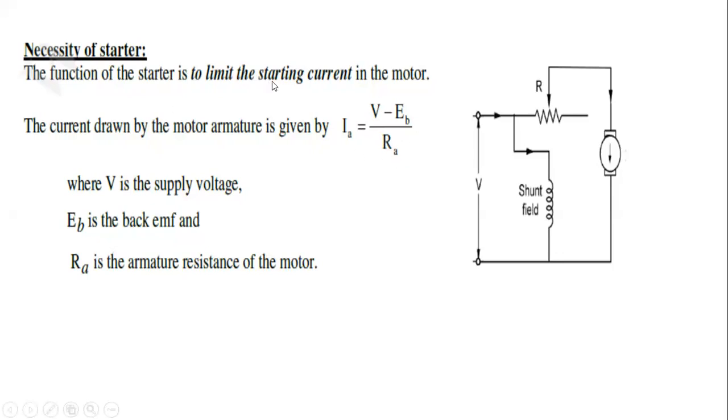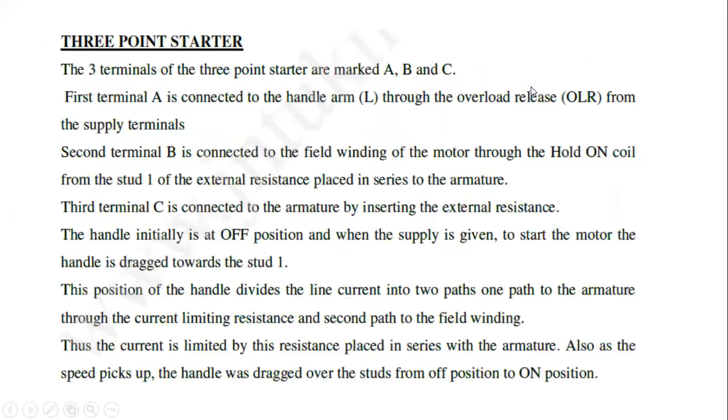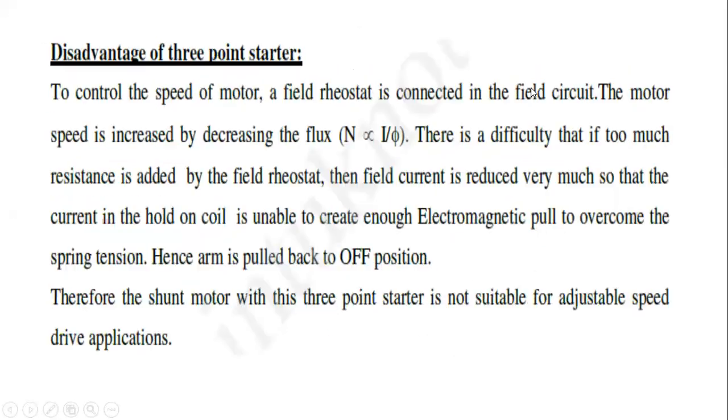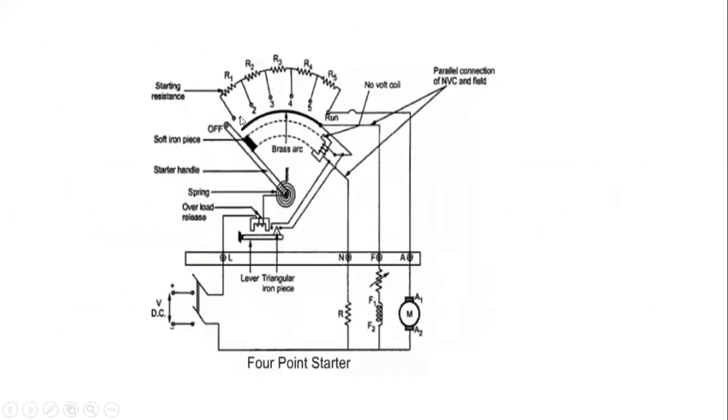A starter uses n number of resistances, and each resistance is connected between studs. Resistance 1 is connected between stud 1 and stud 2. Resistance 2 is connected between stud 2 and stud 3. Resistance 3 is connected between stud 3 and stud 4. Resistance 4 is connected between stud 4 and stud 5. Resistance 5 is connected between stud 5 and the run position.